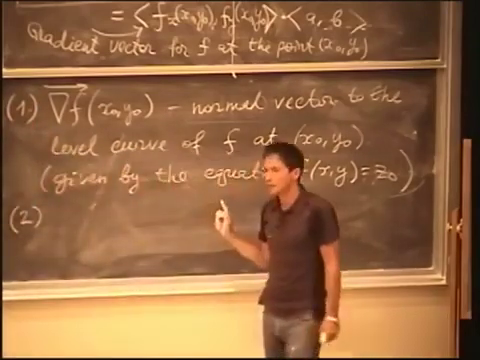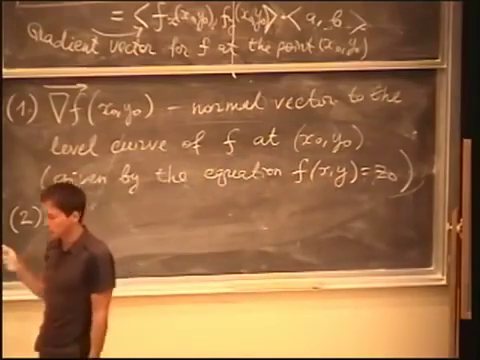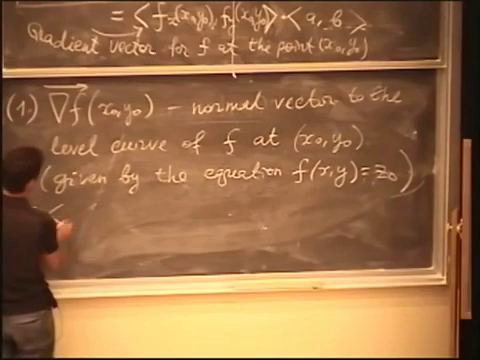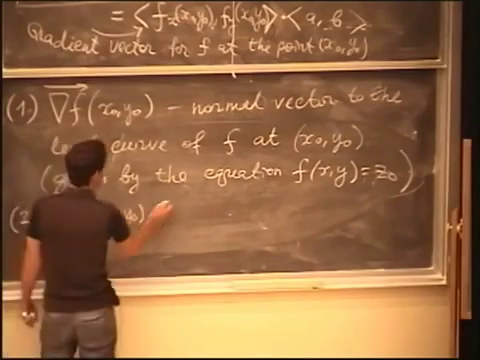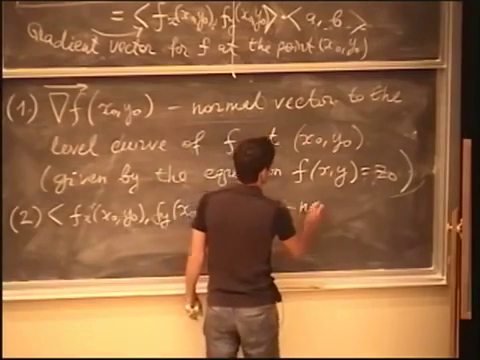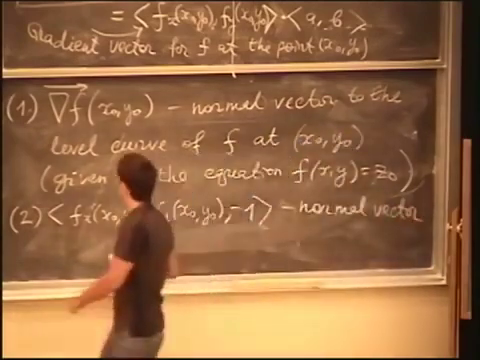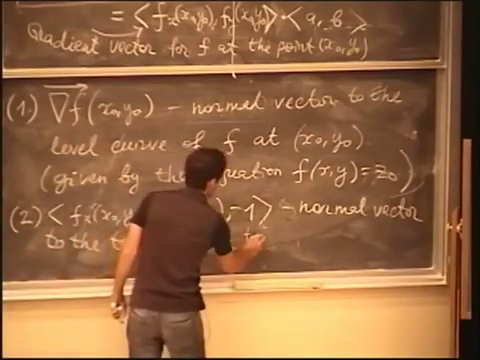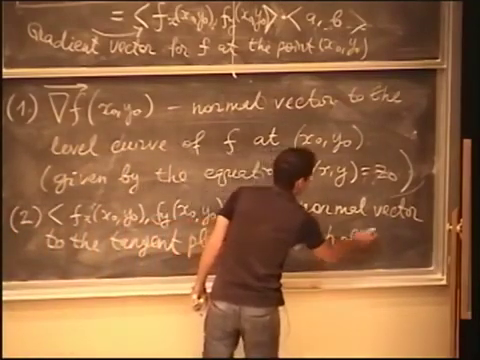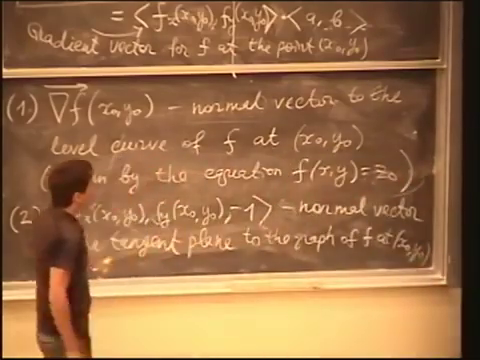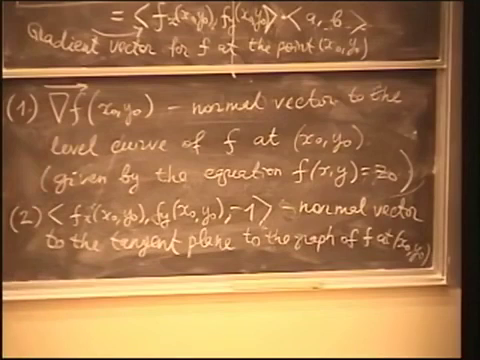Now I want to relate this fact to another fact, which we realized 2 weeks ago, about tangent planes to the graph. And that fact is the following: that the vector f sub x at x0, y0, f sub y at x0, y0, and -1 is a normal vector to the tangent plane to the graph of f at the point x0, y0. Okay? And I want to explain that these two things are very closely related to each other. And in fact, one implies the other.